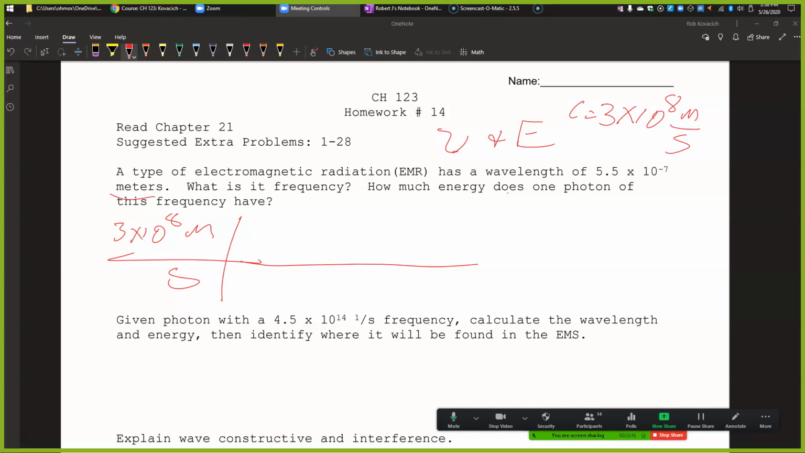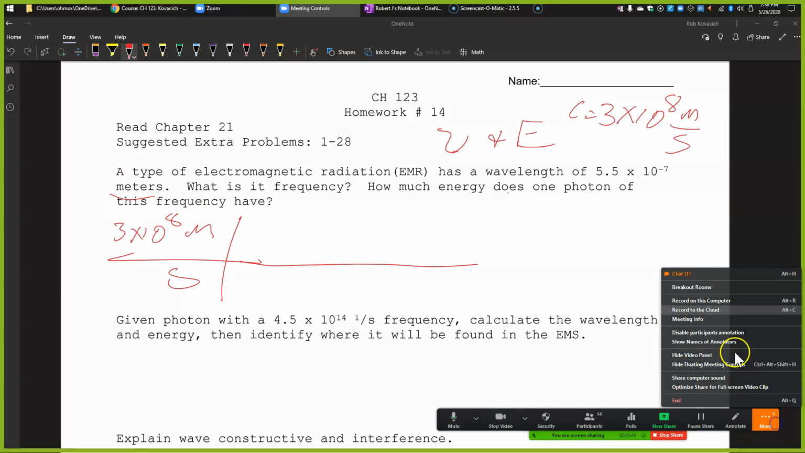All right, so I've got the seconds unit in the denominator, which is where I needed to answer this question. And so all I need to do is cancel out the meters.